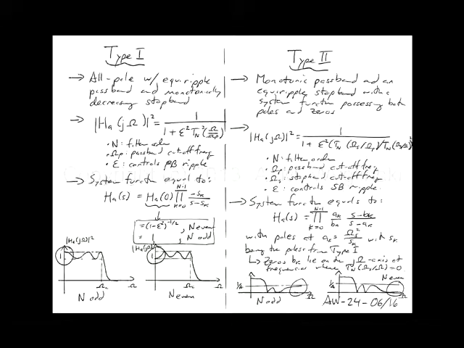On the other hand, it has an equi-ripple stopband. But it's not like nice, gentle ripples. It looks something like this. It looks all over the place.